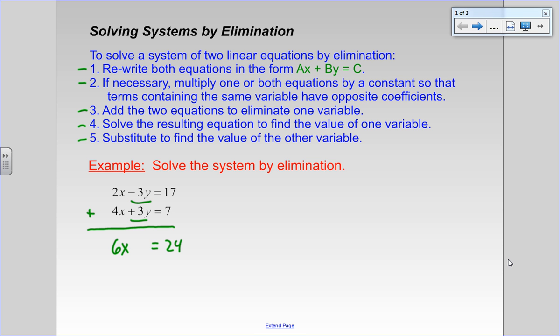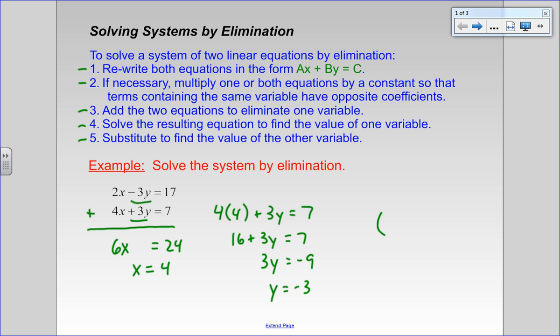Now we can solve this new equation for x by dividing both sides by 6 to see that x equals 4. Knowing the value of x, we can substitute it back into either of the original equations in order to find the value of y. Let's use the second equation. So we have 4 times 4 plus 3y equals 7, or 16 plus 3y equals 7. Subtracting 16 on both sides, we obtain 3y equals negative 9. And finally, dividing both sides by 3, we have y equals negative 3. This means that the solution to our system is the ordered pair 4, negative 3.